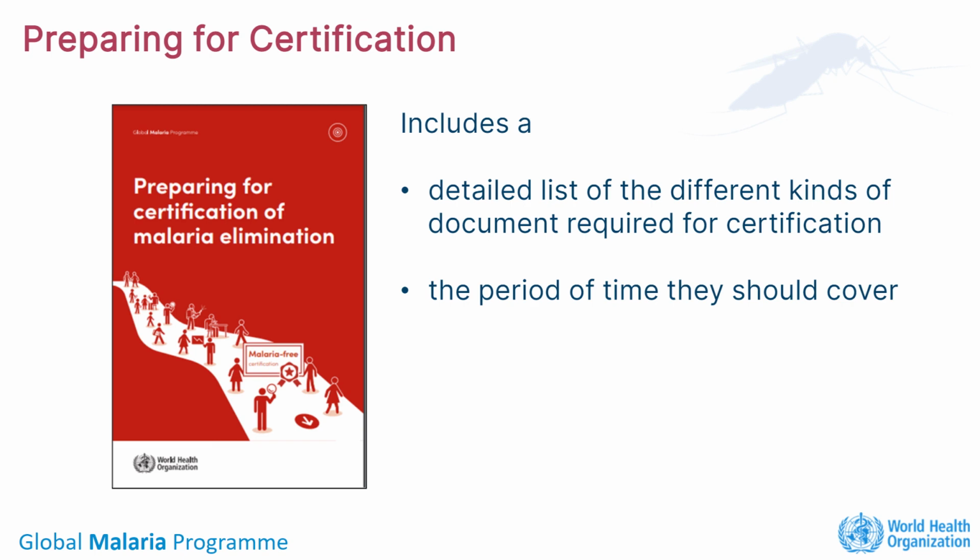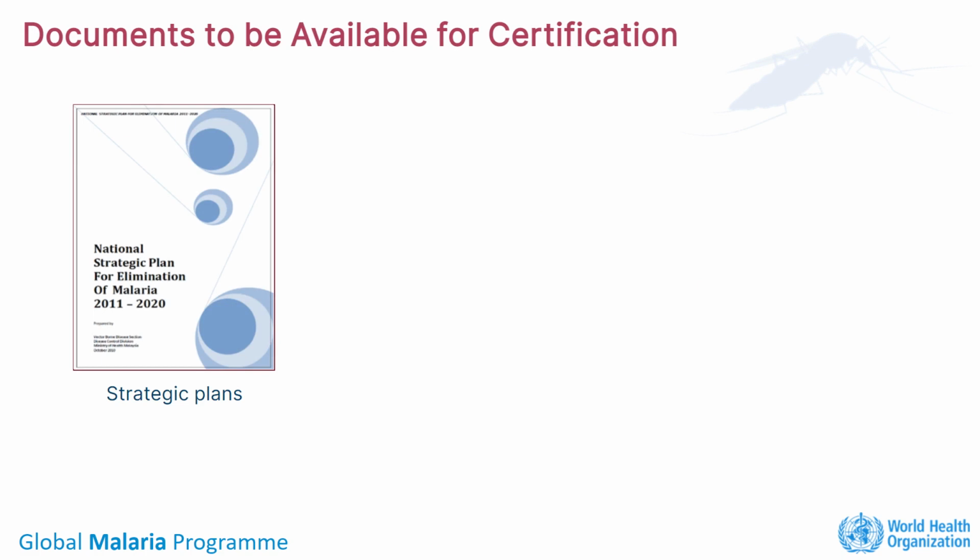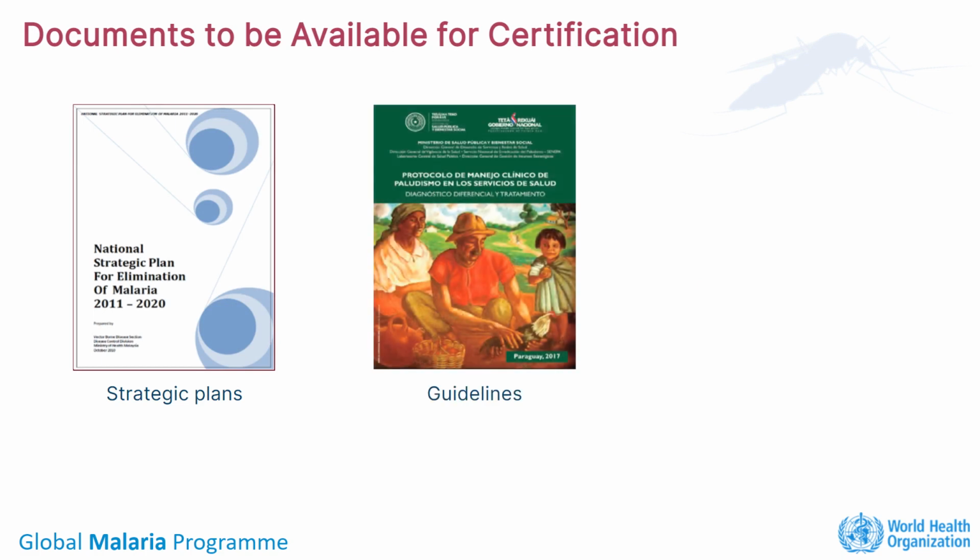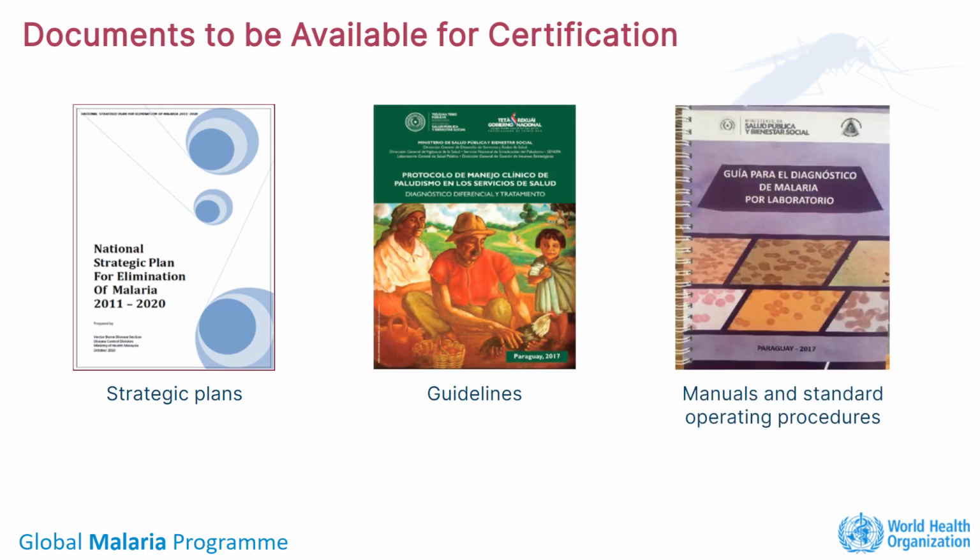the certification process. Strategic and operational plans, guidelines, and standard operating procedures should be available as they help explain the strategies and activities the country undertook to achieve elimination. These documents may be reviewed by the MECP to determine whether the activities were implemented consistently and accurately. This slide shows some of the documents used in countries recently certified.